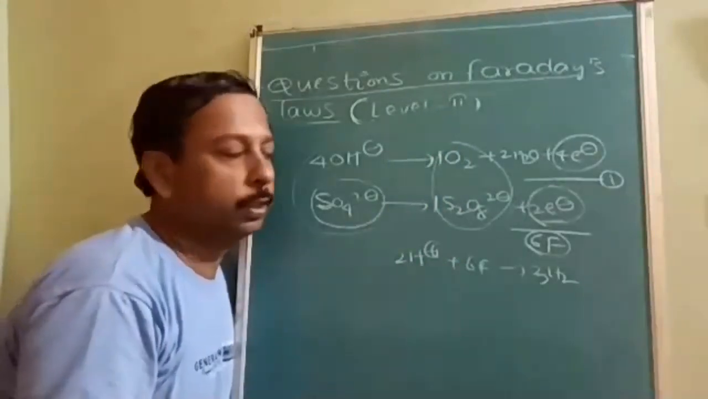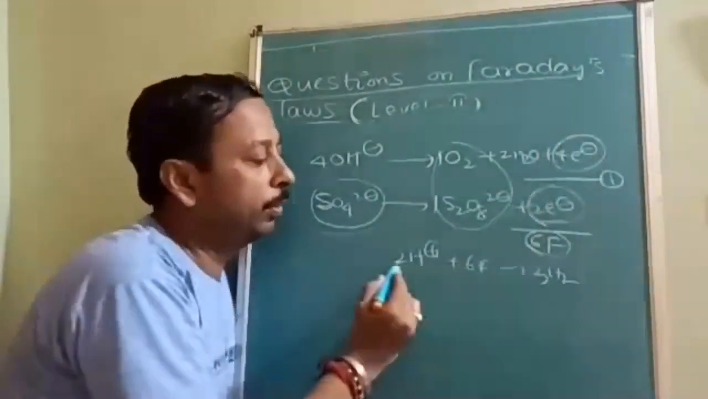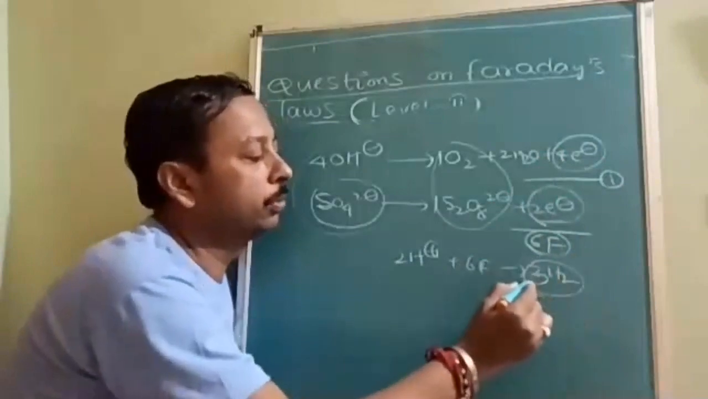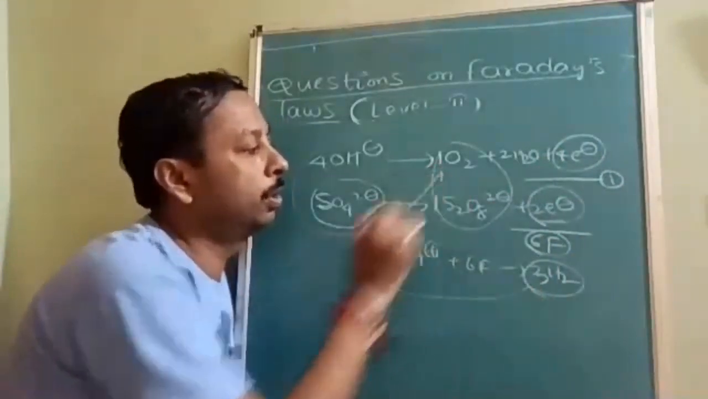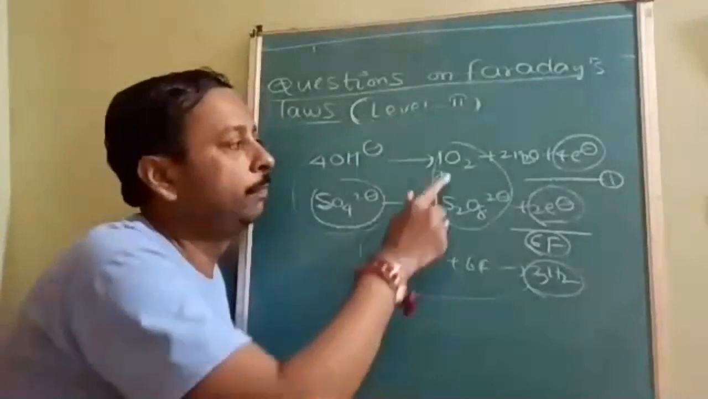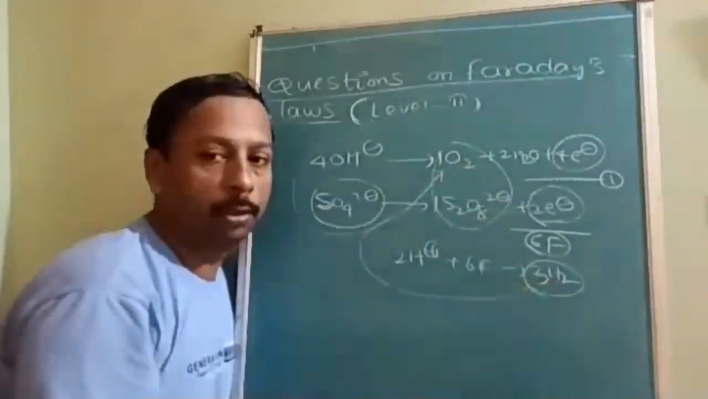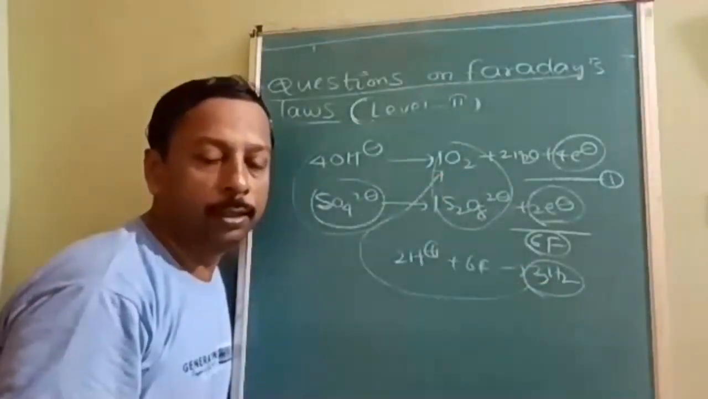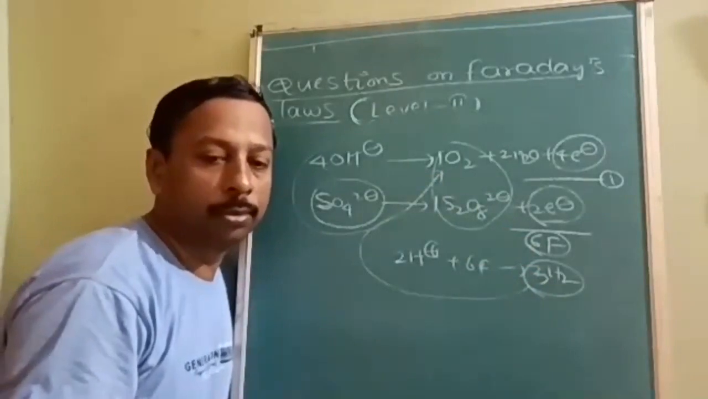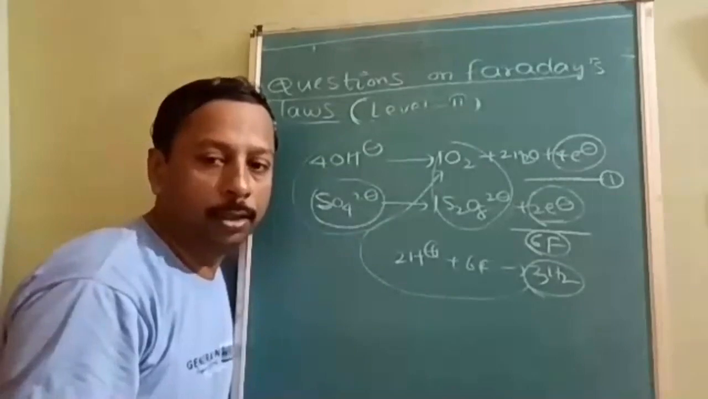The question is, how many times of hydrogen with respect to oxygen? See, if 1 mole is produced at the same time, how many moles of hydrogen are produced? 3 moles of hydrogen are produced. So the answer to this question is 3. Is it understood? Any doubt in this question?